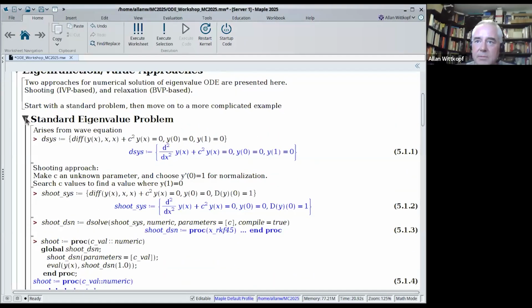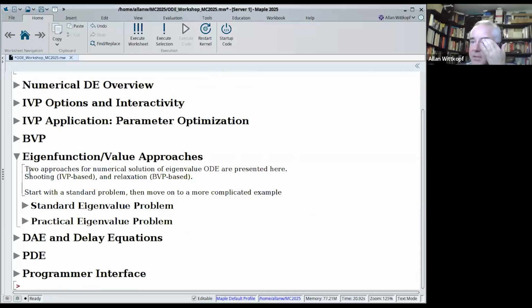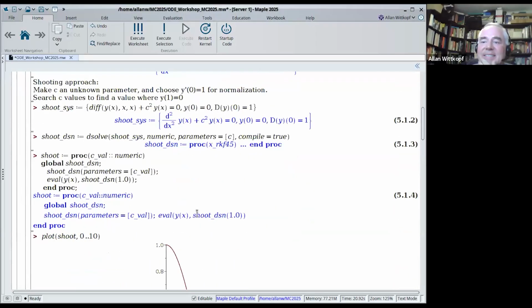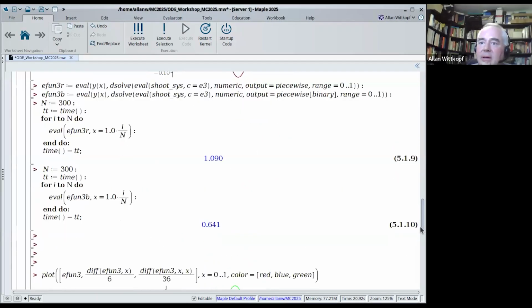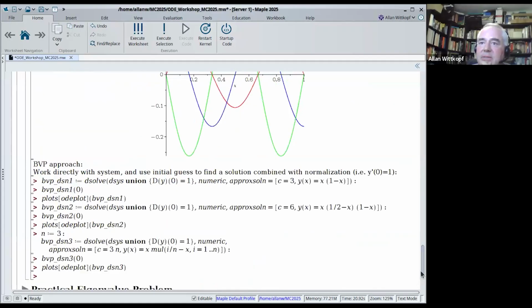All right, so if there are no further questions on the eigenvalues and eigenfunctions. Oh, sorry. I'm not there yet. Okay, so that was shooting. All right, so where are we?